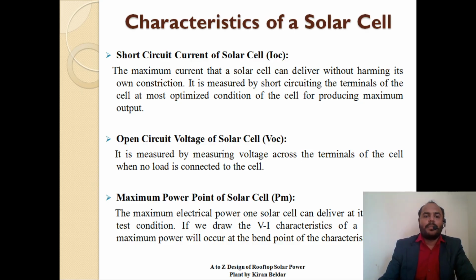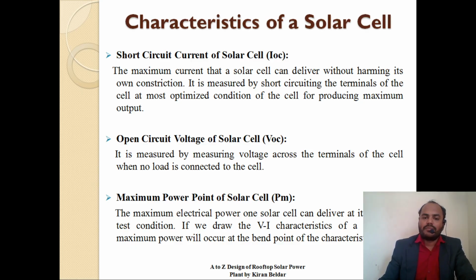Second, open circuit voltage of solar cell. It is measured by measuring the voltage across the terminals of a cell when no load is connected to the cell. It is also one of the important parameters while choosing a solar panel. The open circuit voltage is basically measured by measuring the potential difference between the terminals when no load exists on the solar cell.